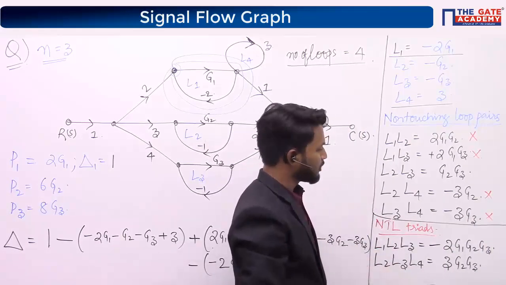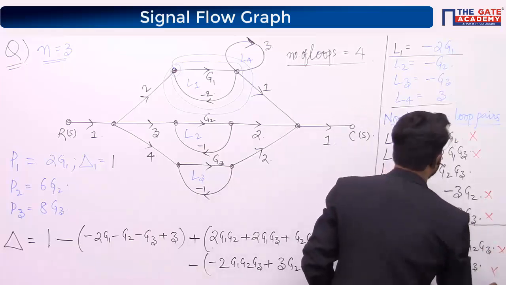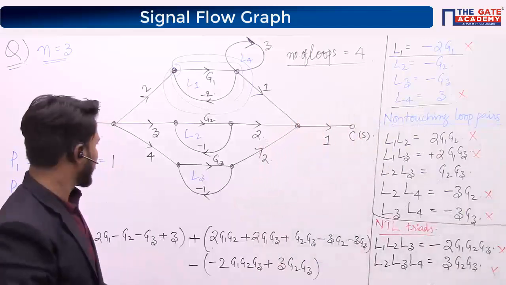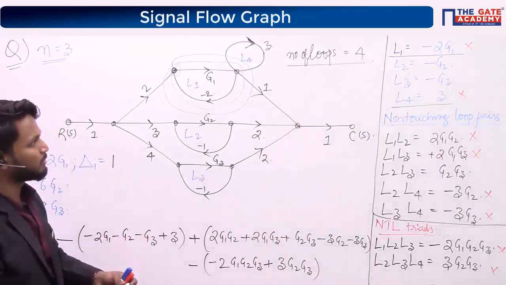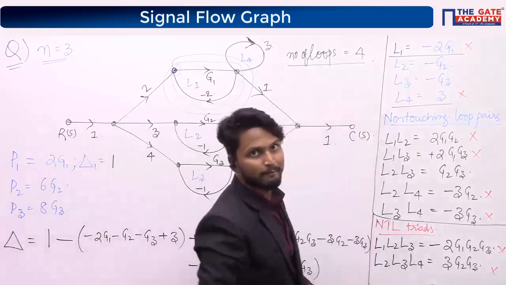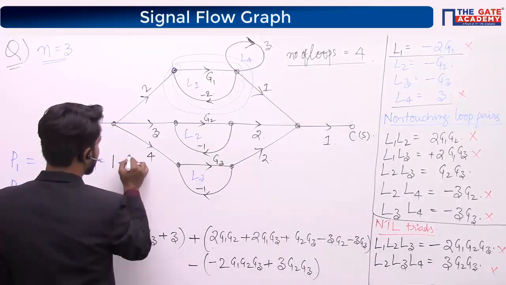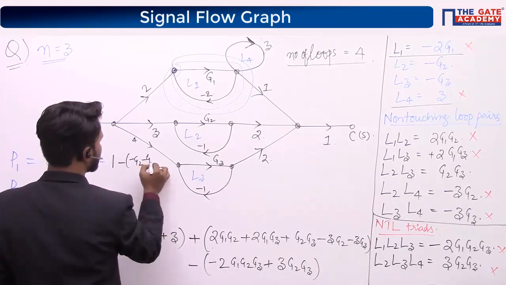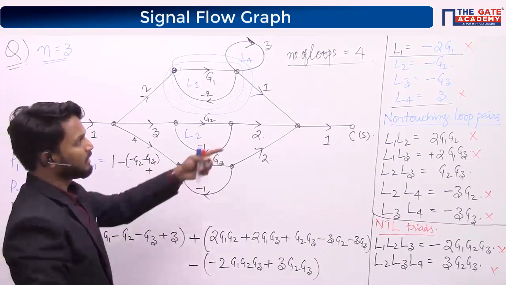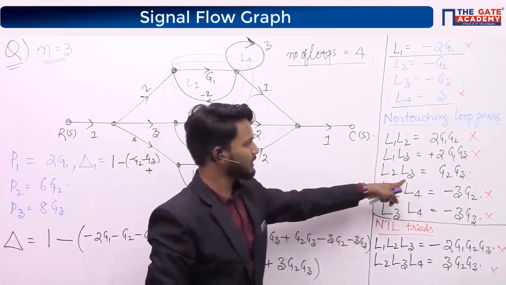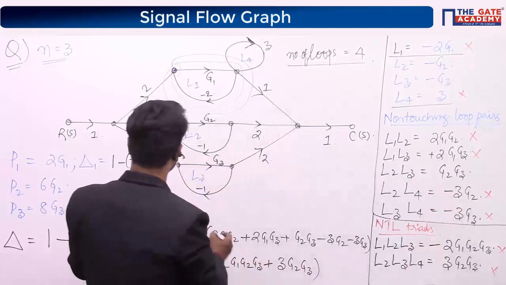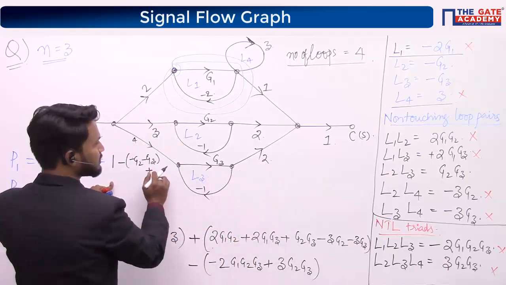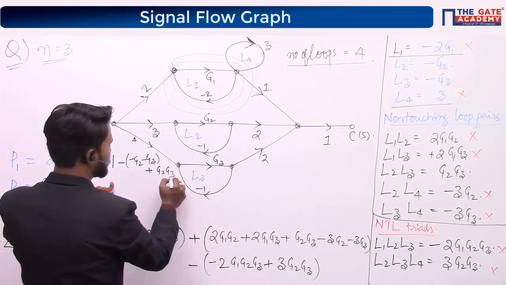In this you have L4. You will neglect both of these two terms. You will neglect this term and you will neglect this term. So you will get delta is equal to 1 minus summation of L2 plus L3, that is minus G2 minus G3, plus C. L2 and L3 are not touching, so there is a pair of non-touching loops also, plus L2 L3. What is the value of L2 L3? It is G2 G3.